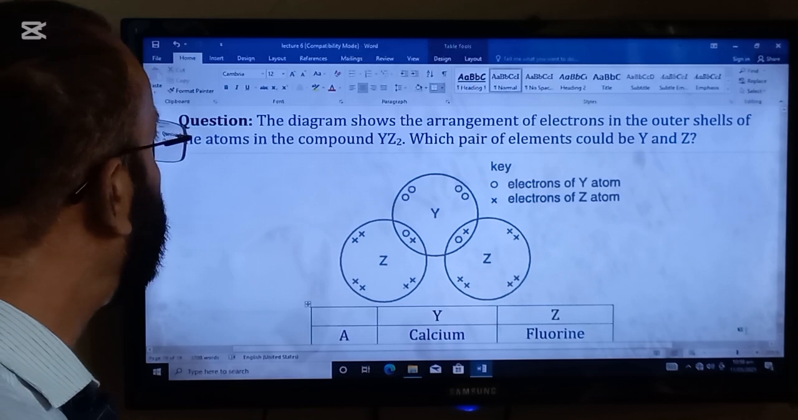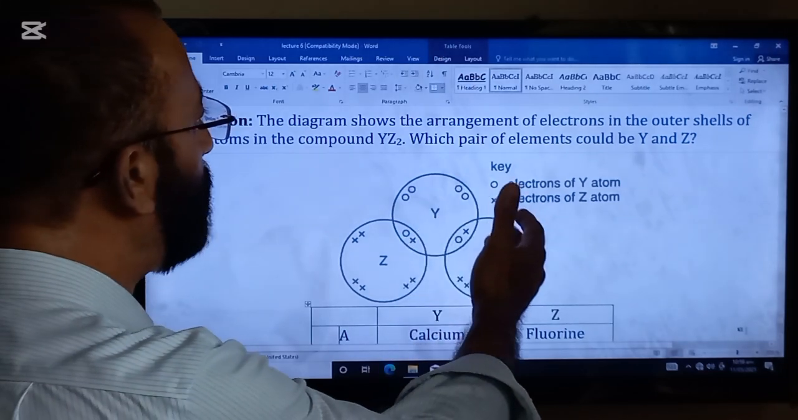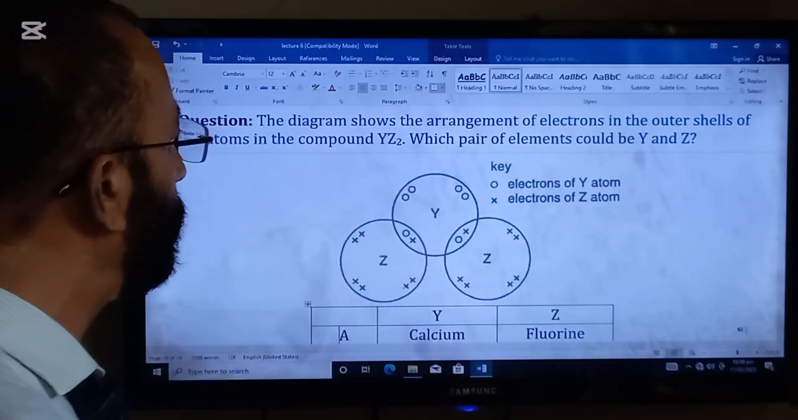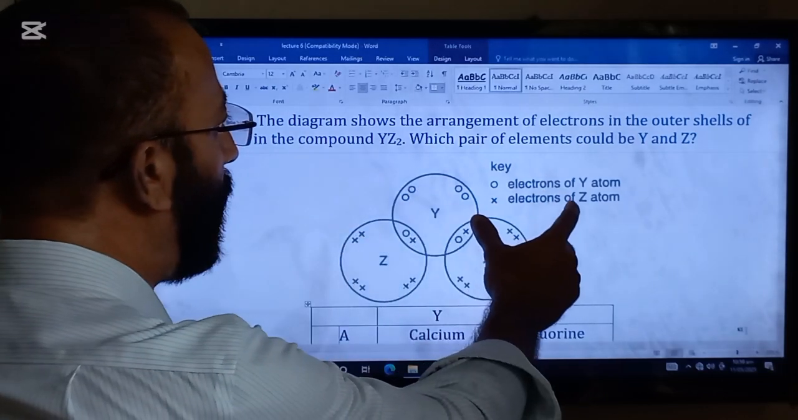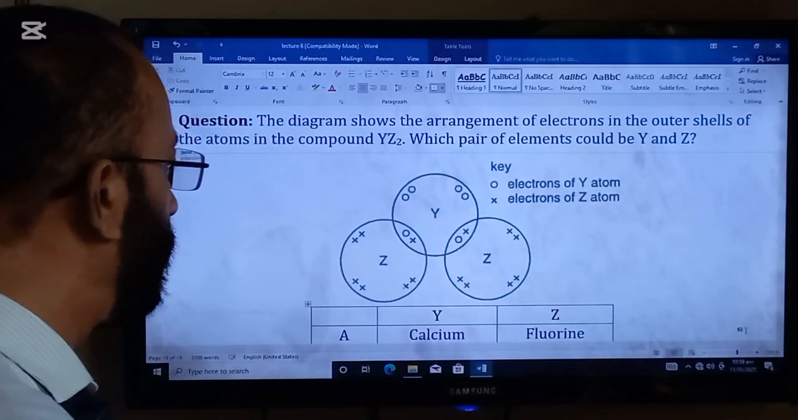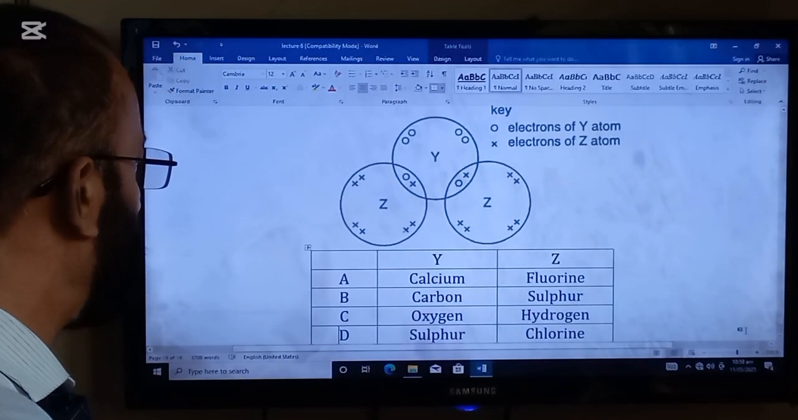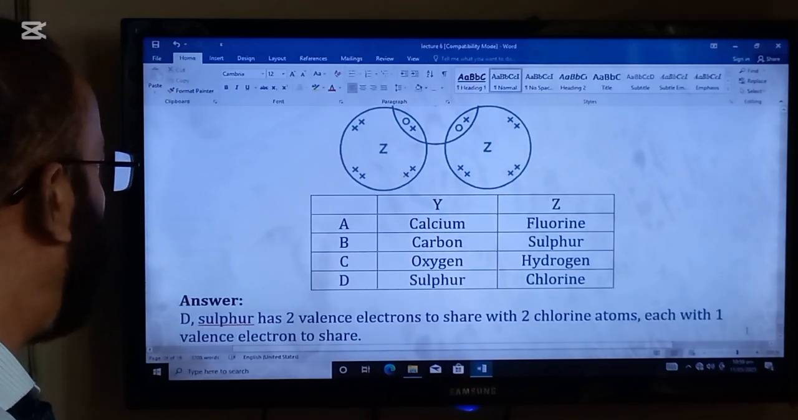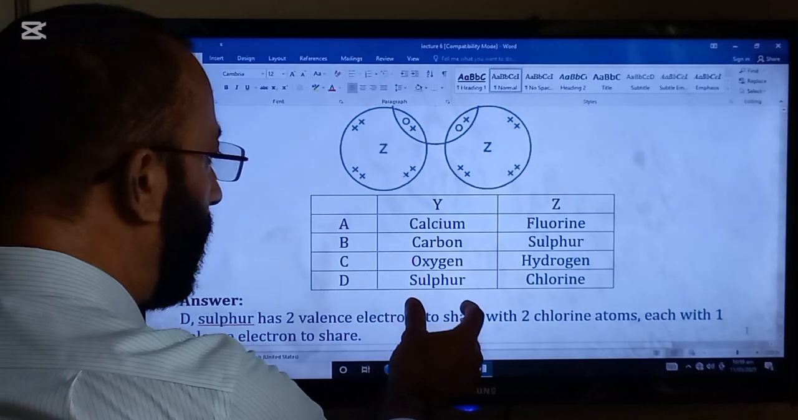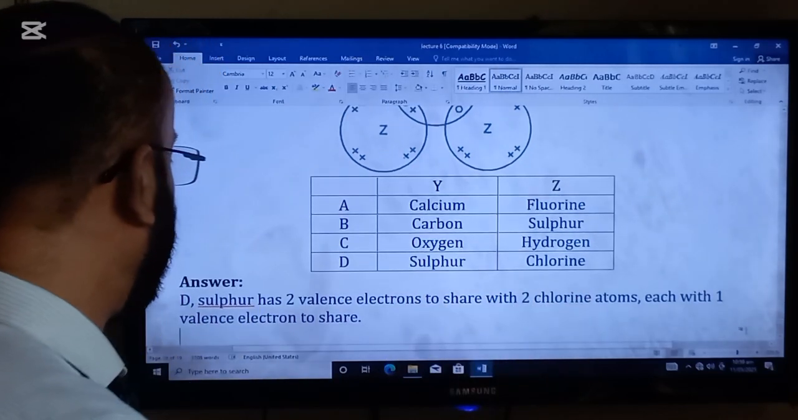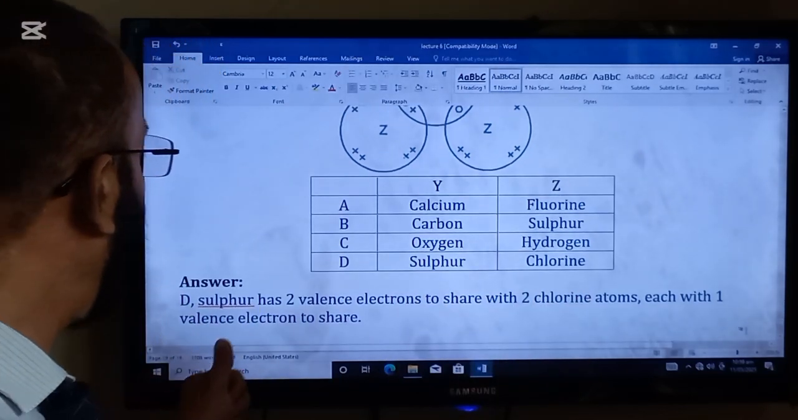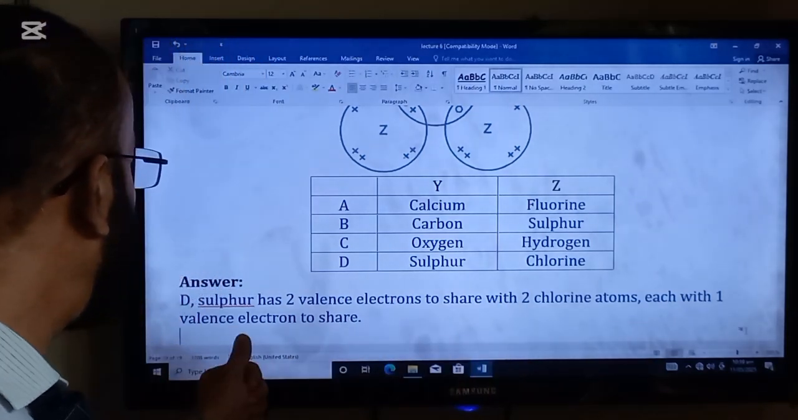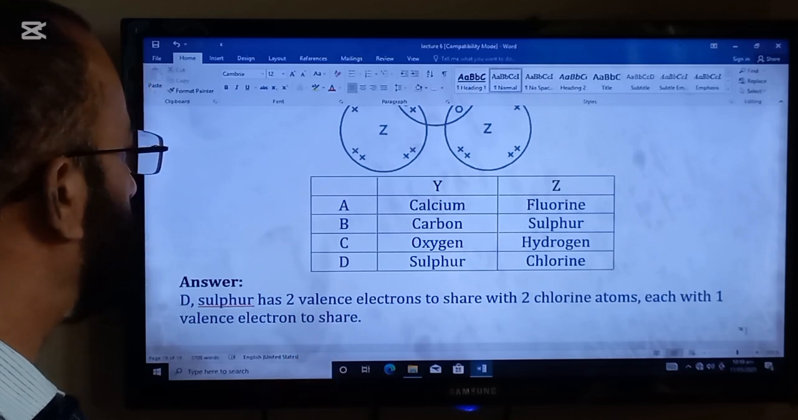Another question is here. The diagram shows the arrangement of the electrons in the outer shells of the atoms in compound YZ2. Which pair of the elements could be YZ2? So here are the choices A, B, C, D. The answer is D. Y could be sulfur and Z could be chlorine. The reason is sulfur has two valence electrons to share with two chlorine atoms, each with one valence electron to share.